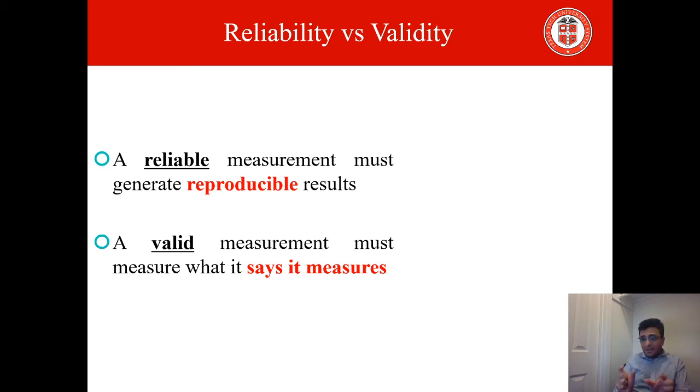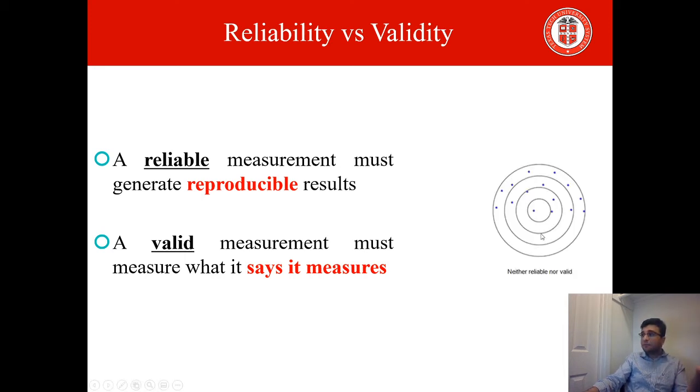And valid, if you look at the second definition, means that it should measure what it actually ought to measure. Which brings me to this diagram. If you look at these dots, you can see them scattered. Every time you plot a dot, it's at a different place, so it's not reliable, and they should be in the central circle, but they are not there, which means that this is neither reliable nor valid.